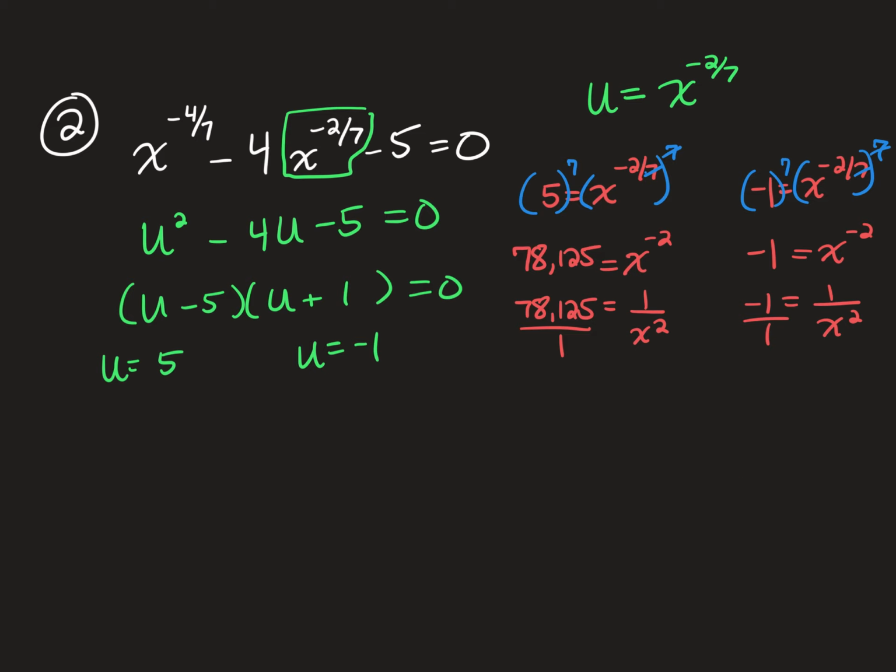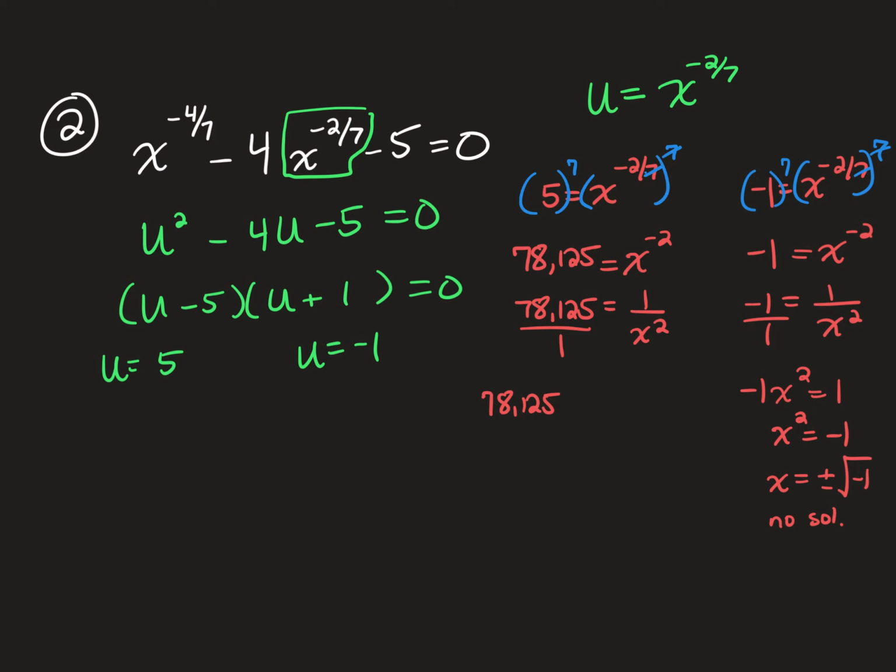I'm going to do the 1 on the right side first. So I'm going to cross multiply, and I get -1x squared equals 1. I'm going to divide both sides by -1. And then if I take the square root of this, I get plus or minus the square root of -1. That's a problem, okay? So I don't get any solution from this. Let's do this on the other side.